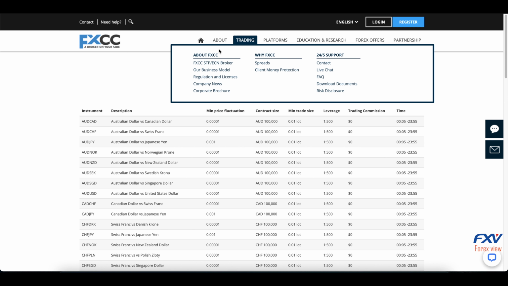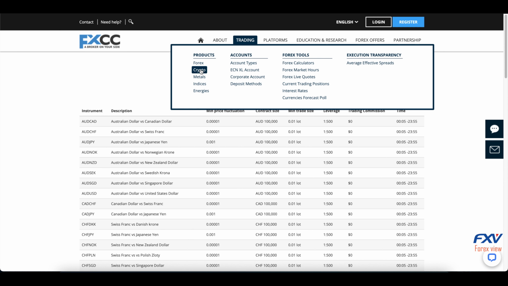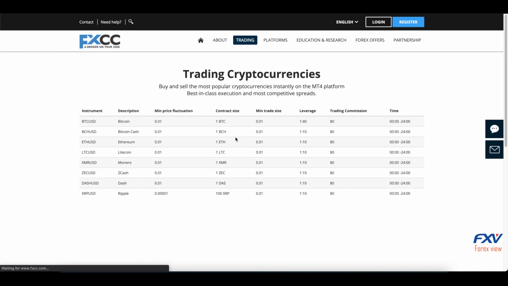There are zero commissions on all instruments. There are also rollover fees, as well as a $5 dormant fee on accounts which have been inactive for 120 days.